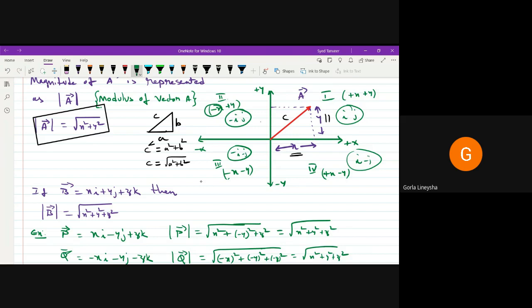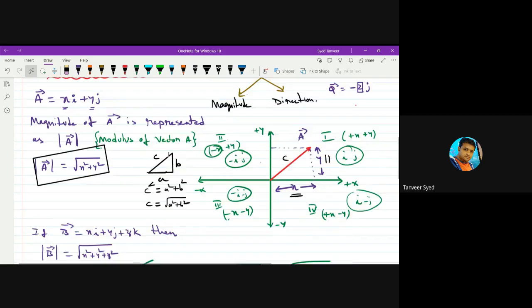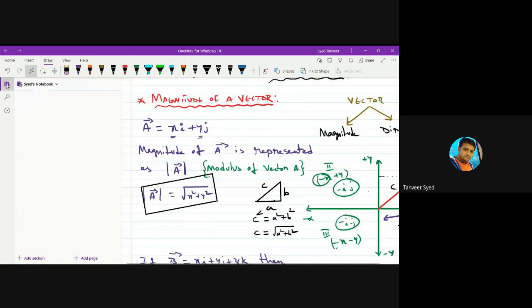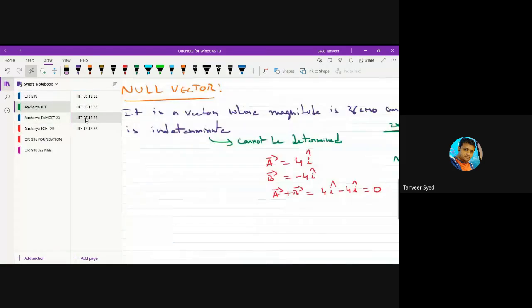Sir, even k is also necessary. That's why I have taken examples all in which are 3 dimensions here: xi minus yj plus zk. I told you, if you remember in the last class, to do this exercise. I don't know how many of you have done this.